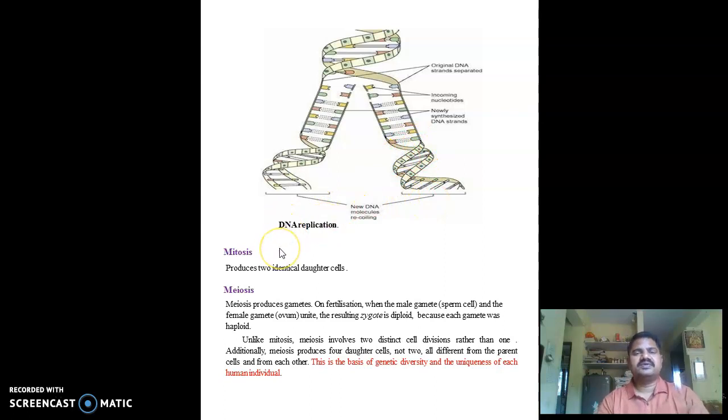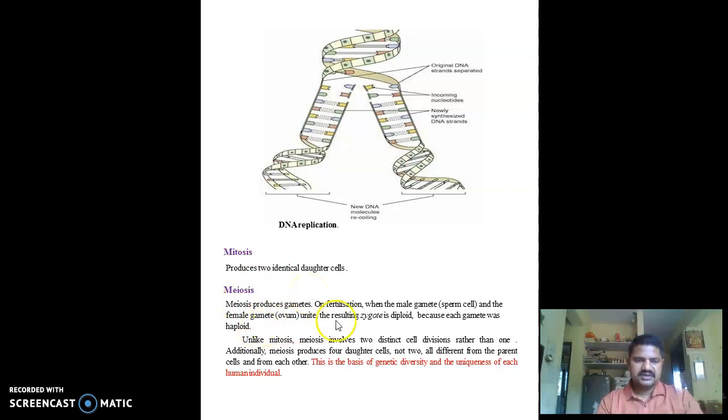Now in cell division, we know there are two processes, mitosis and meiosis. Mitosis is the process which produces two identical daughter cells from one cell. Both the cells produced are identical in nature, and there is only production of two cells from one cell. That process is called mitosis.